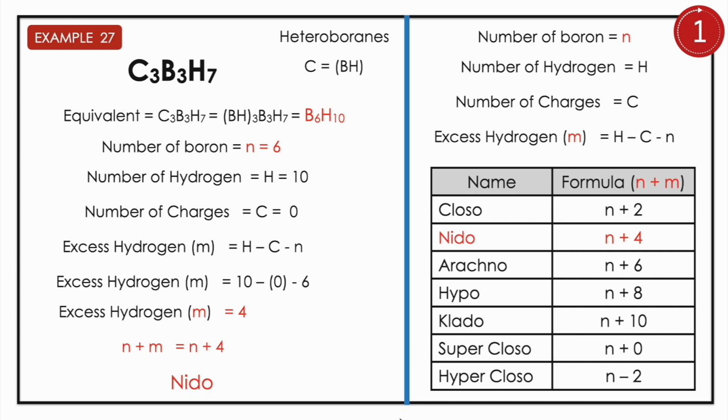It becomes a simple borane. So we should find the excess of hydrogen. For that, first step will be counting the borons. Borons are 6. So N equals 6. Hydrogens are 10. So H is 10. There is no charge. So C is 0. So the excess of hydrogen will be M, H minus C minus N. H is 10. C is 0. N is 6. If you solve it, you get M equals 4. M equals 4 means it is an N plus 4 system. If you look at the table, it is Nido structure. According to Wade's rule, C3B3H7 has the Nido structure.